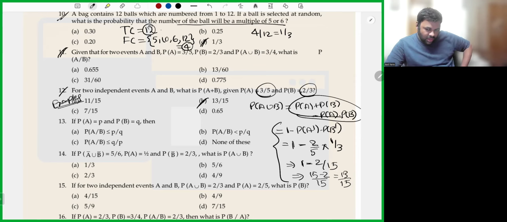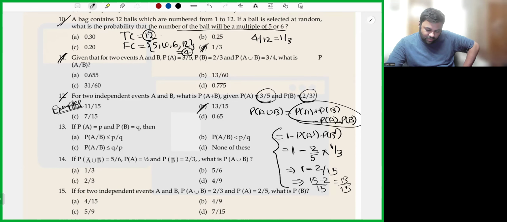Okay. Next, given for two events A and B, P of A is 3 by 5, P of B is 2 by 3, P of A union B is 3 by 4. He is asking P of A given B, or P of A by B. What is P of A by B, my dear friends?